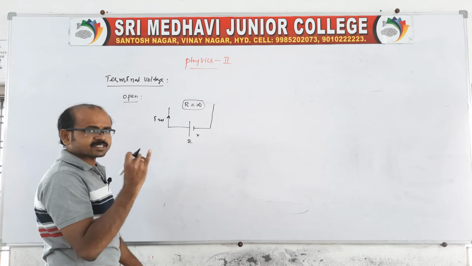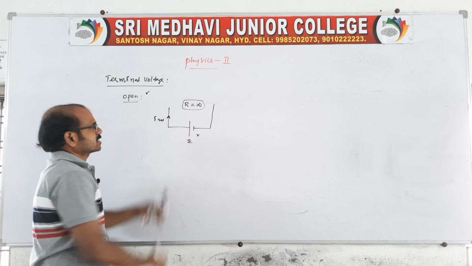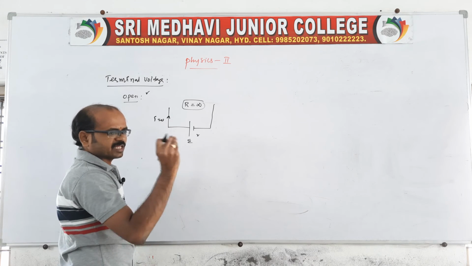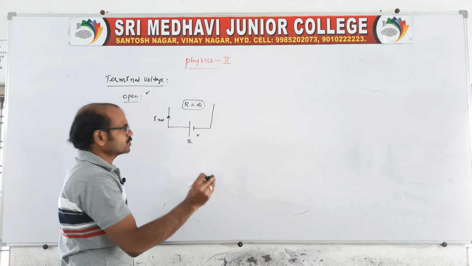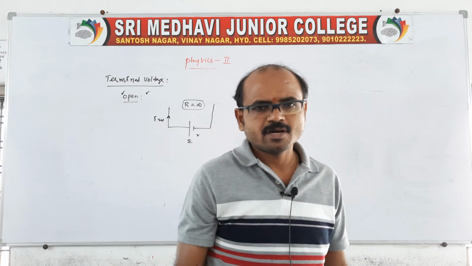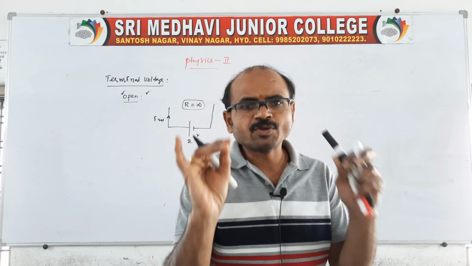If the resistance is infinite, then there is a circuit we can call an open circuit, because there is no flow of current. In such a circuit, if there is no current flow, we call it an open circuit. Open in the sense that there will be no current flow.